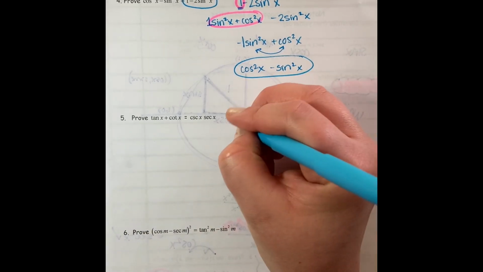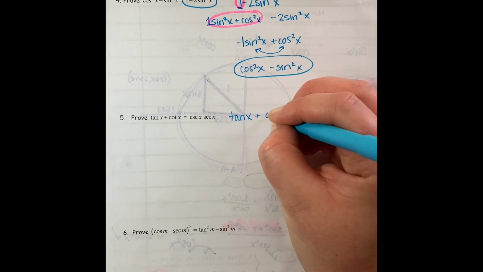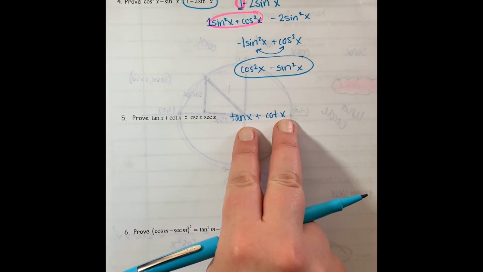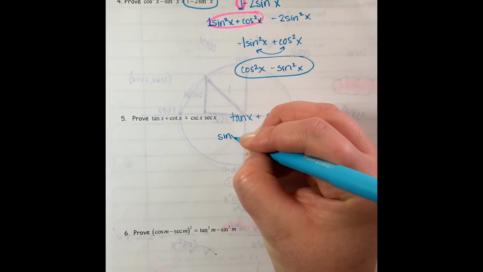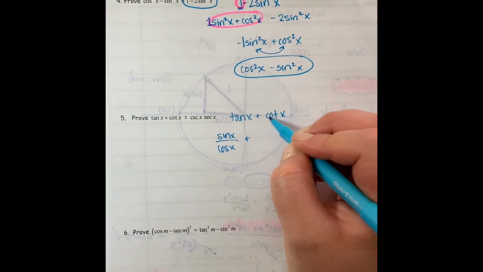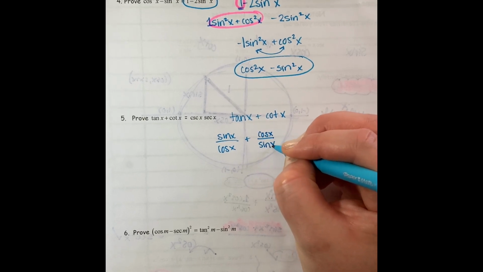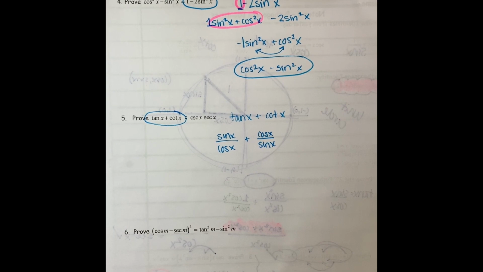Let's start on this side. So I have tan x plus cotan x. So the first thing that I'm going to do is break both of these down. I know that tan is really the same as sine x over cosine x. But then I know that cotan is cosine x on top, sine x on bottom. Okay, so I'm starting with this side. I want to make it look like that.